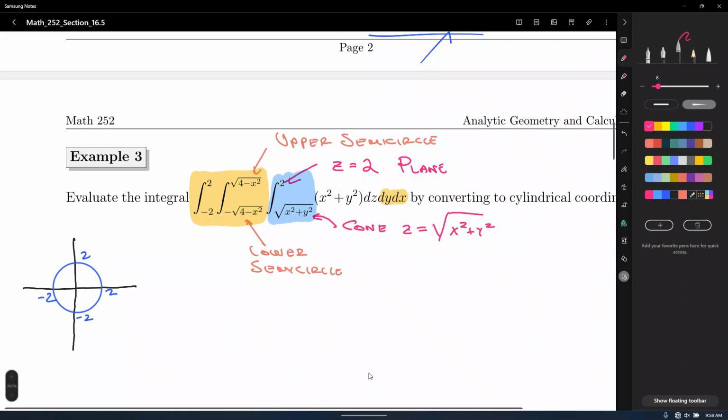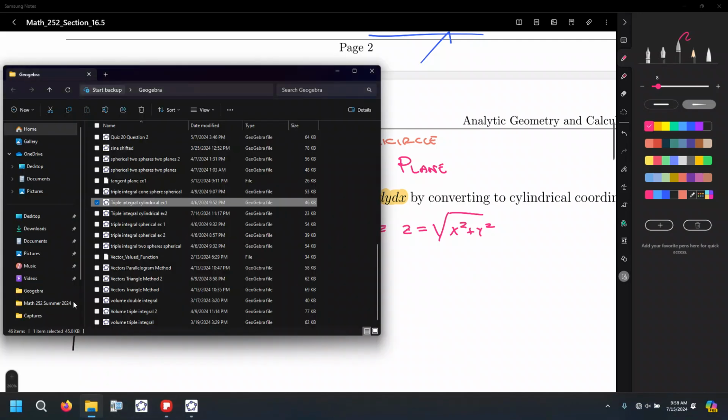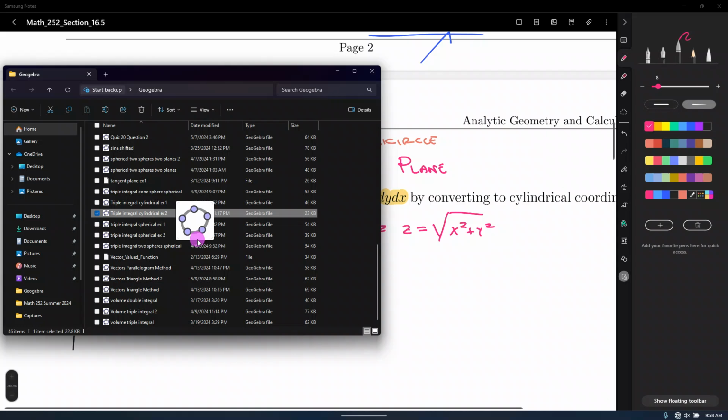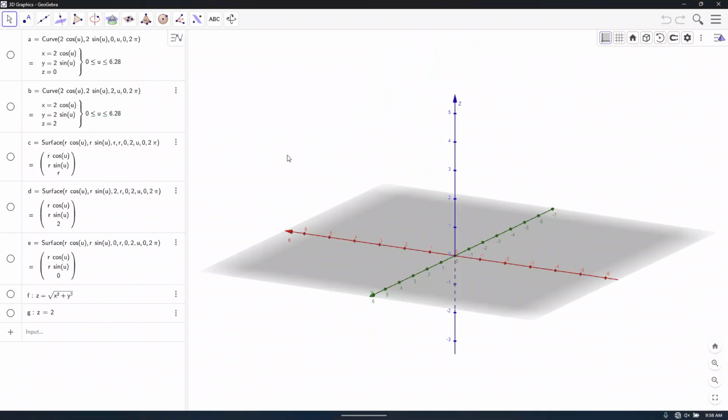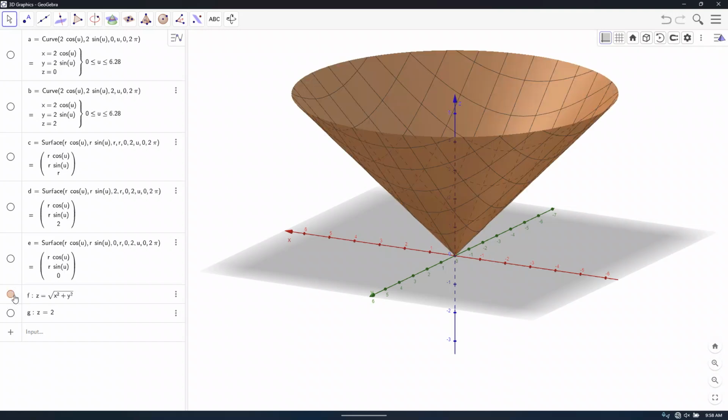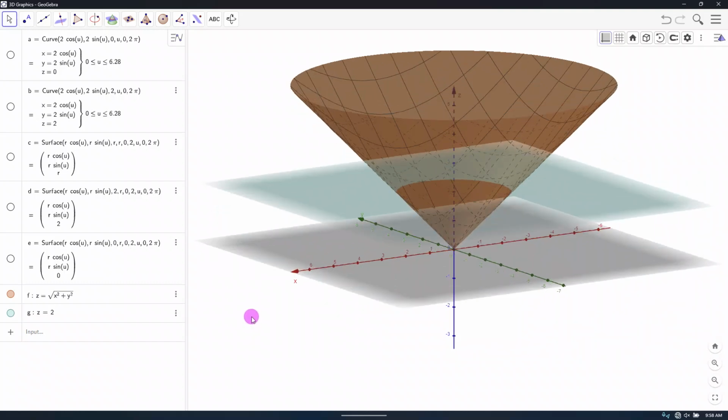Let me see if I have a GeoGebra picture for it. I don't think I do. Oh yeah, I have it, I think. Yes. So we would have the following. We would have the cone. Well, this is the infinite cone given by GeoGebra, and this is the infinite plane z equals 2.